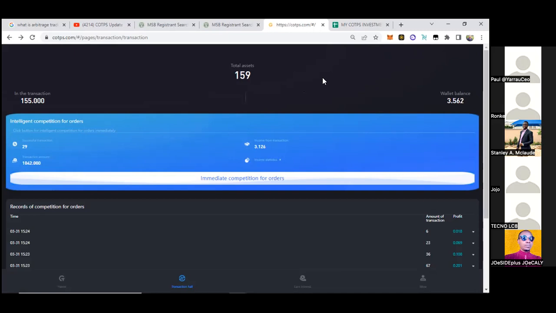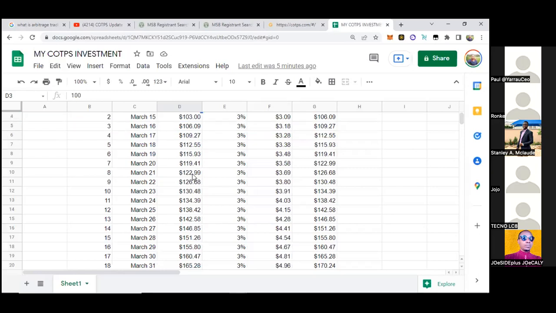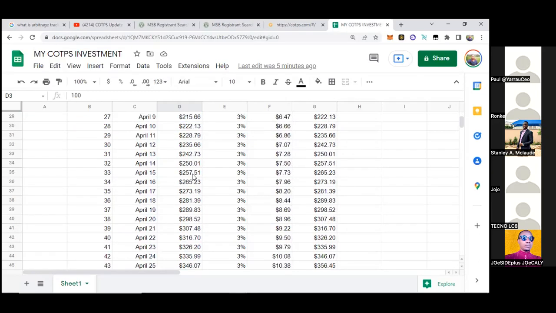Yeah, guys. So I just leave it on the screen so you can see how the money multiplies with this compound strategy, guys. So with that, I throw it back to you, Solomon.